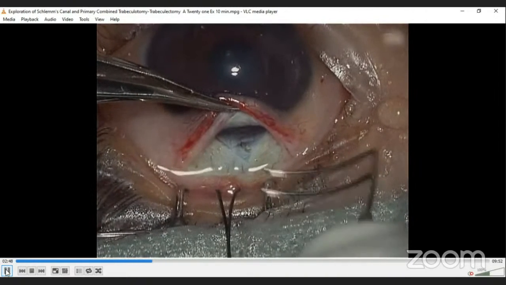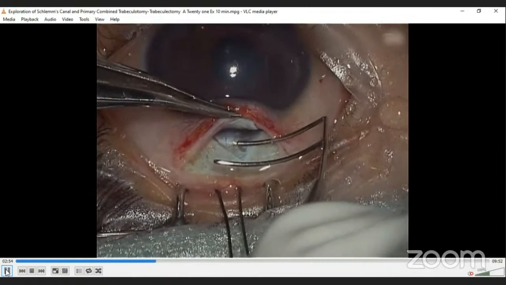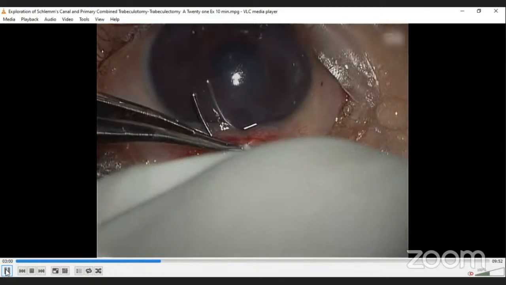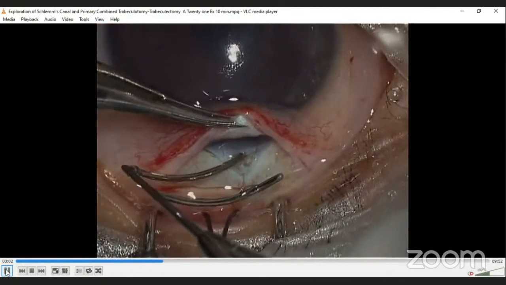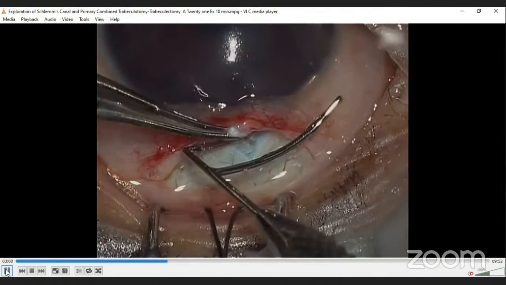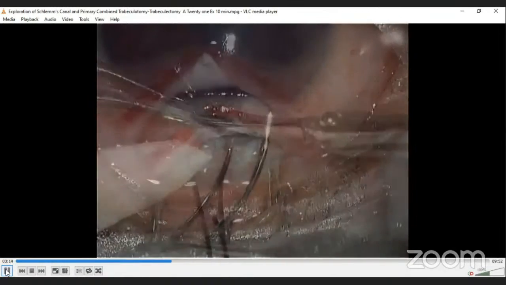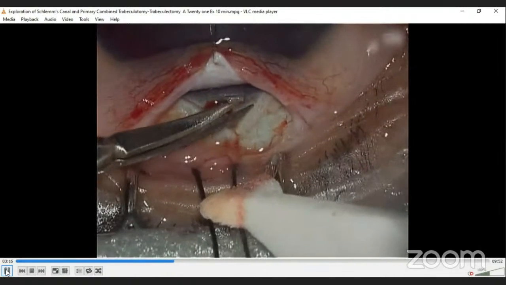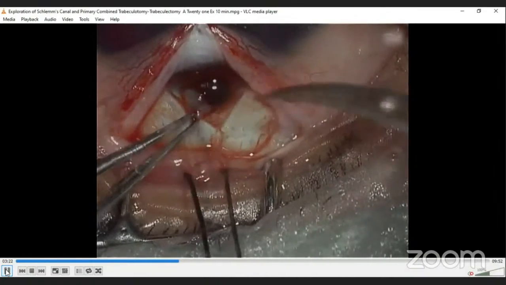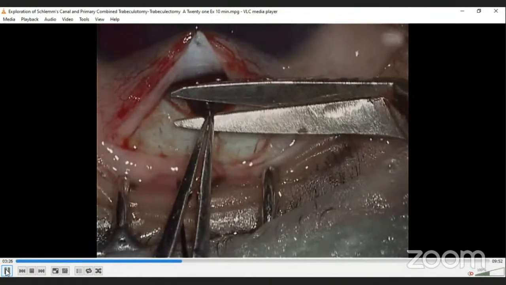Once the Schlemm's canal is explored, this instrument called external trabeculotome, Harms' trabeculotome, is introduced. The lower prong goes inside the Schlemm's canal and is rotated to create a continuity between the Schlemm's canal and the anterior chamber in that segment. When performed on each side of the radial incision, approximately 110 to 120 degrees of the trabecular meshwork is taken care of. Next step is seen here, removal of the deeper block to complete the trabeculectomy and an iridectomy.